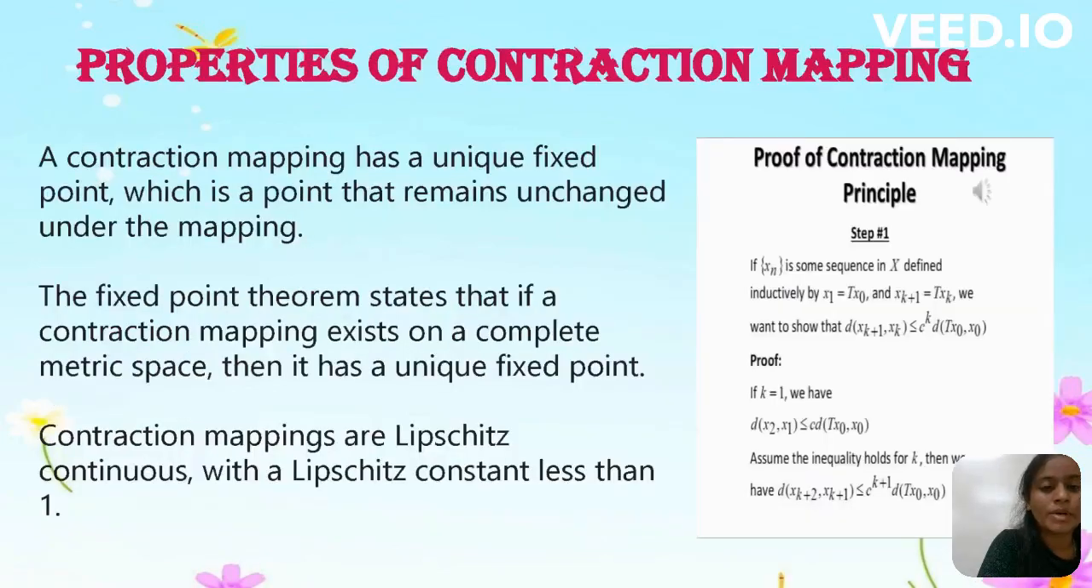Properties of contraction mapping. A contraction mapping has a unique fixed point, which is a point that remains unchanged under the mapping. The fixed point theorem states that if a contraction mapping exists on a complete metric space, then it has a unique fixed point. A contraction mapping is Lipschitz continuous with a Lipschitz constant less than 1.